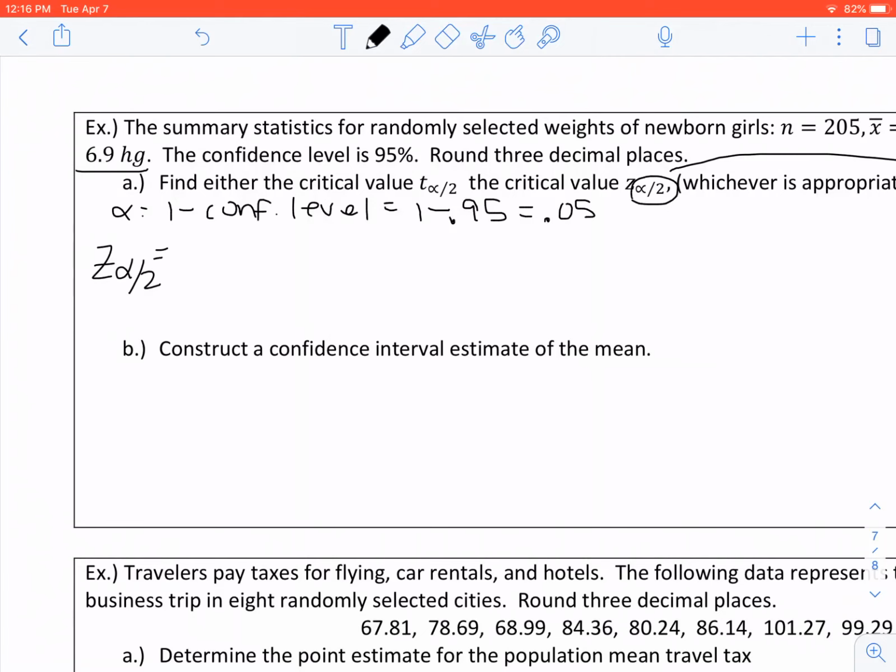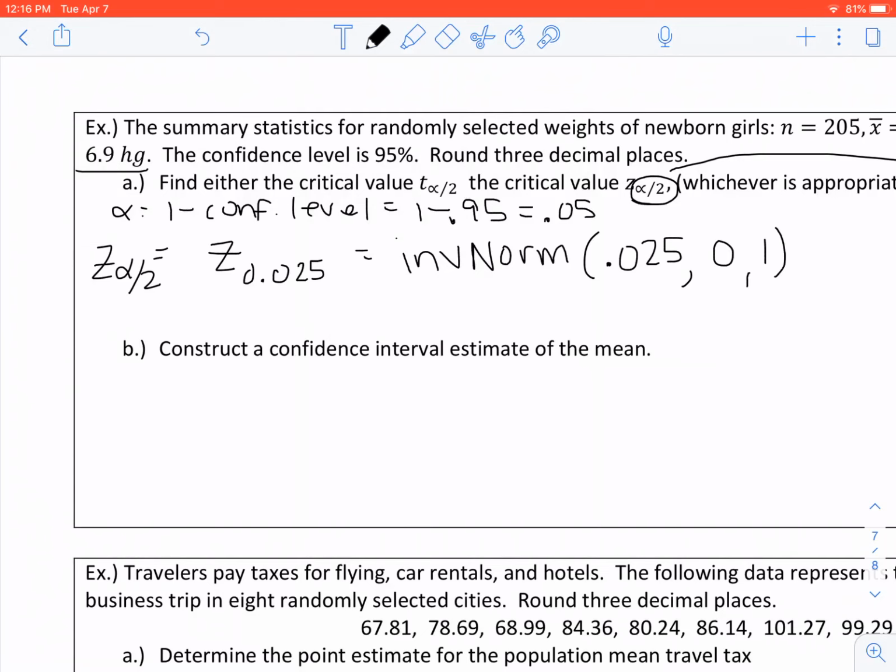And since it's alpha divided by 2, we're going to have z. 0.05 divided by 2 is 0.025. In order to figure this out, we use inverse norm, because again, this is a standard normal distribution. Area to the left, which is going to be 0.025. The mean, which is 0, and the standard deviation, which is 1. So see if you guys can calculate that.